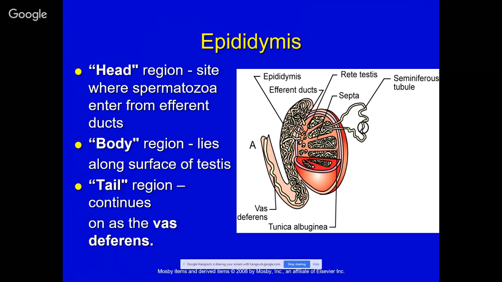All right, the epididymis has a head region. It's the site where spermatozoa enter from different ducts. It has a body region, which lies along the surface of the testis. There's the tail region, which continues on as the vas deferens. So look at this. These tubules are just winding roads. And it's the rete testis that contains the seminiferous tubules, and there are septa, or separations, between different portions.